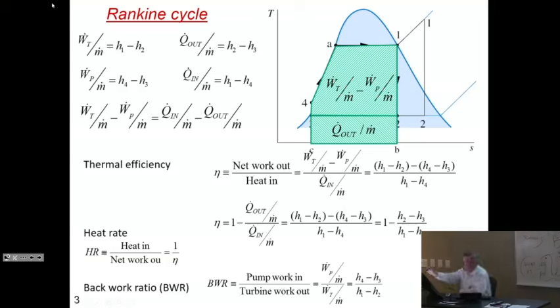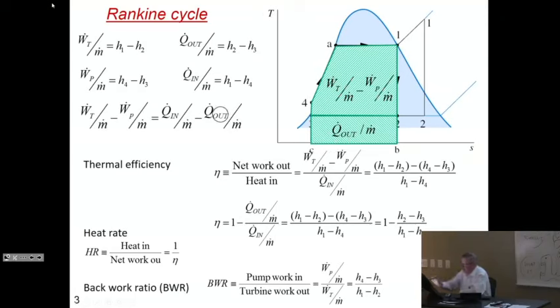Well, let's take a look in our TS diagram at our TdS equations. So the Q in is going to be the area C to 4 to A to 1 to B to C. That is Q in. That's your TdS equation. Q in is the integral of TdS. T is here, ds is there, so that is simply this area here.